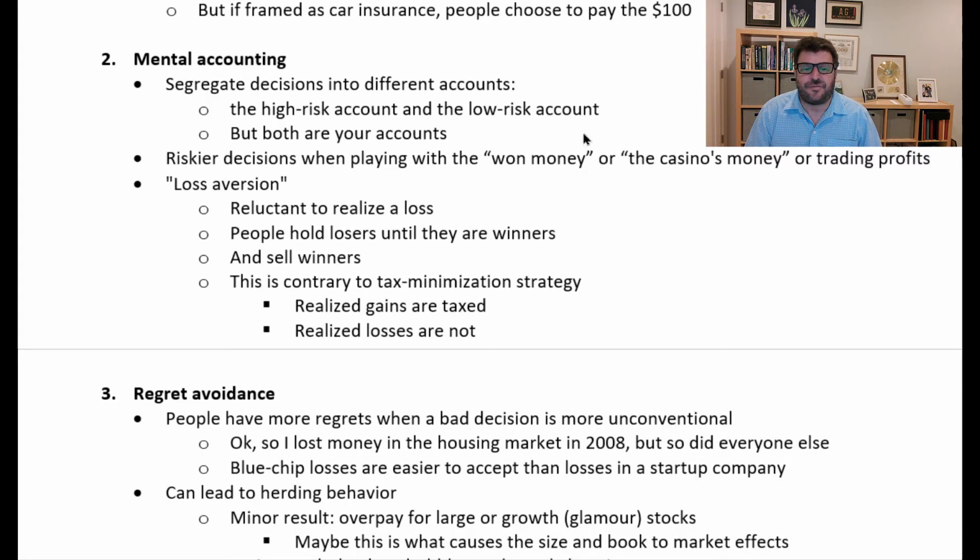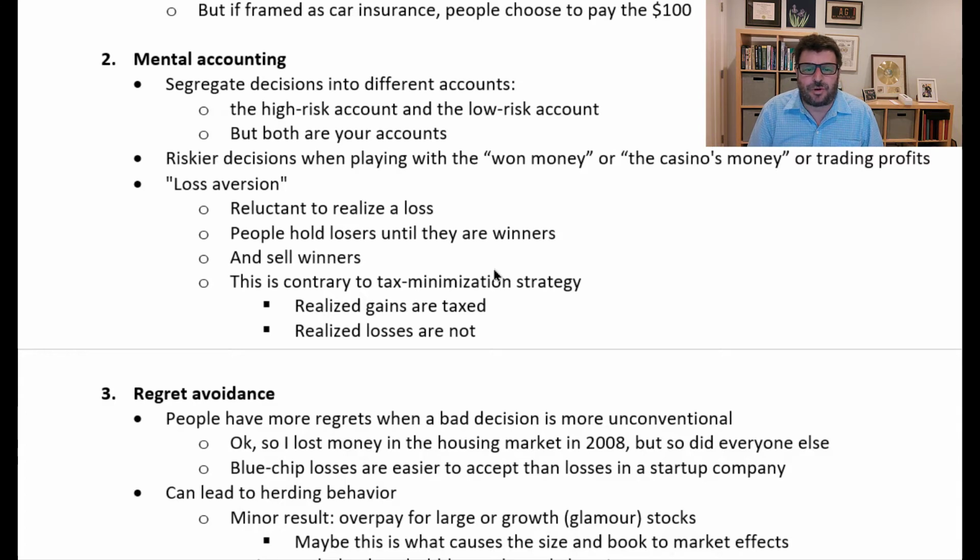The second is this idea of mental accounting. And this refers to separating decisions into different mental accounts. So I have the high risk account and the low risk account. Well, both are your accounts. So you'll do riskier in some situations, but much safer in other situations. But really, they are both situations that affect you in the exact same way. You're just choosing to account for them differently based on some sort of arbitrary condition. So for example, in a casino, you're playing a decision with won money or the casino's money or some sort of trading profits, but it's still your money.